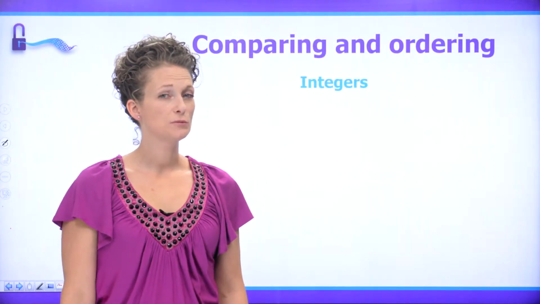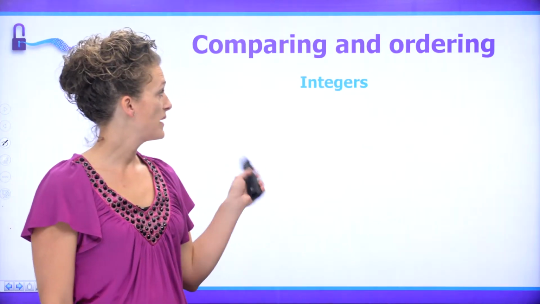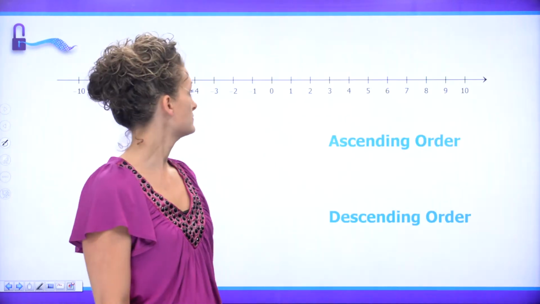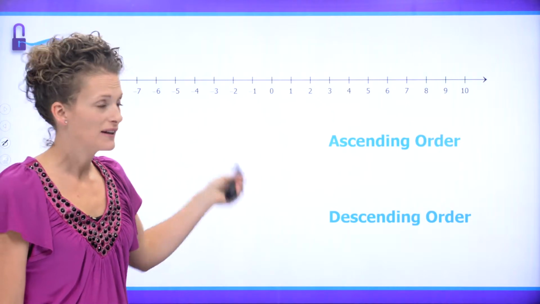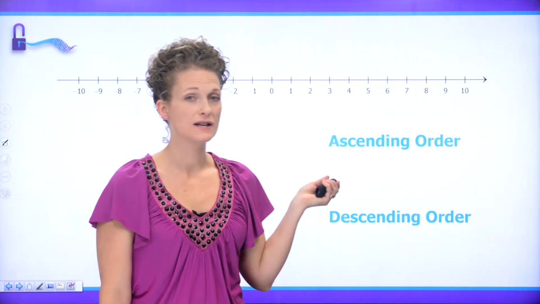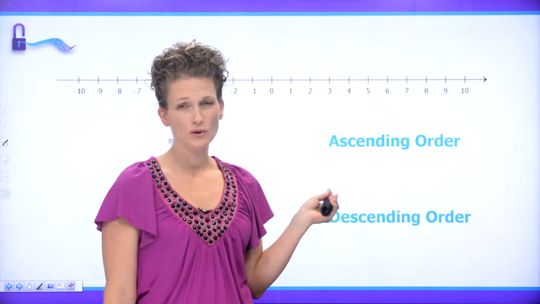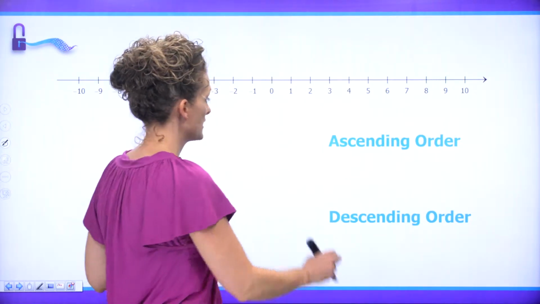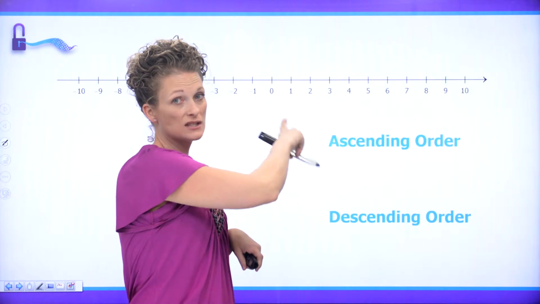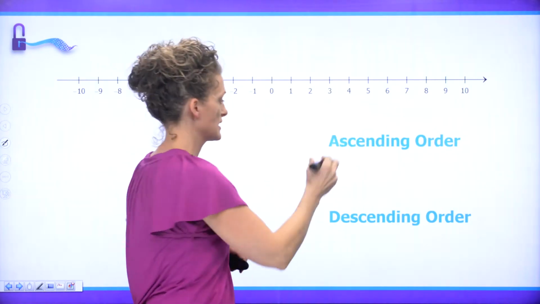So let's talk a little bit about ordering and comparing integers. Back to the good old number line. You're going to come across something that says ascending order and descending order. Big words, but not that scary. Ascending order means going from smallest to biggest.